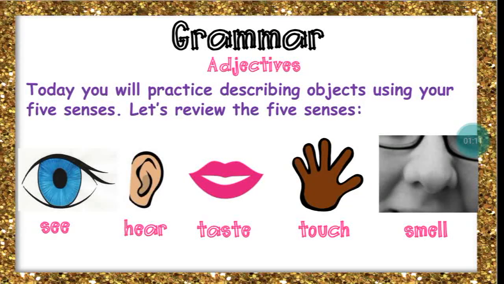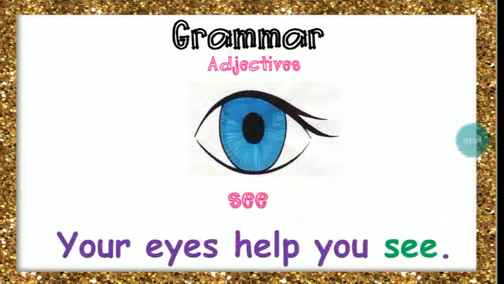The eyes are used for seeing. The ears, for hearing. Then the mouth or tongue for taste. Then your hand for feeling or touching. Then your nose for smelling. These are the five senses. We are going to be describing objects, and you will feel it, or see it, in the classroom. This activity will be done in the classroom.